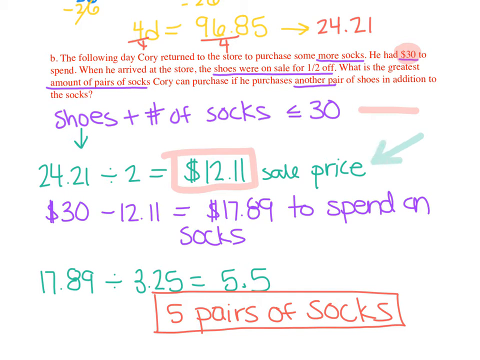First, I found out how much the shoes cost, right? Because we need to take away that amount of money in order to know how much money remains for Corey to buy socks with. I ended up here with $17.89 left to spend on socks. Then I came to this final step. I divided my $17.89 by $3.25 and found that he can buy 5.5 pairs of socks. As you know, you can't buy half of a pair of socks, so we rounded down to 5 pairs.